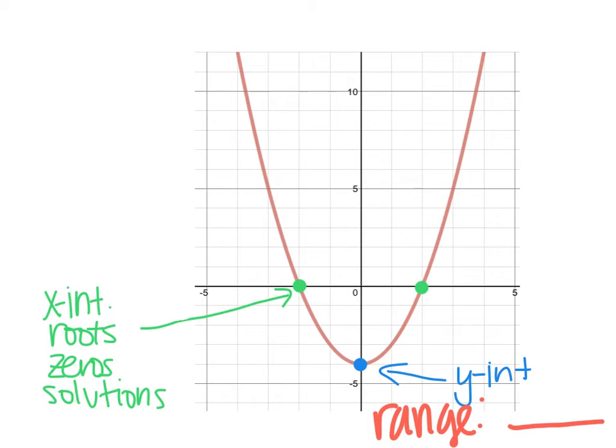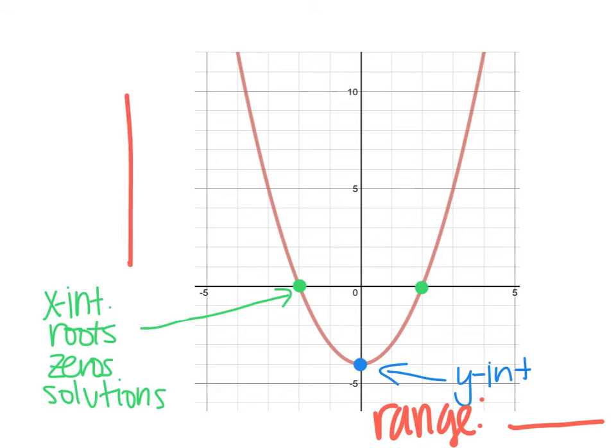Today's lesson combined a lot of different things together. One of the things we talked about a lot today was the word zeros. Remember, a zero is just another word for x-intercept, which is another word for roots, which is another word for solutions. Every time it's asking for x-intercepts, roots, zeros, or solutions, all it's wanting to know is where does the graph cross the x-axis?